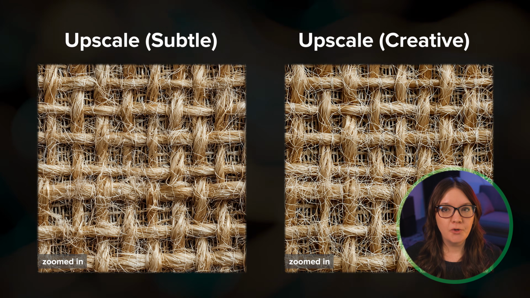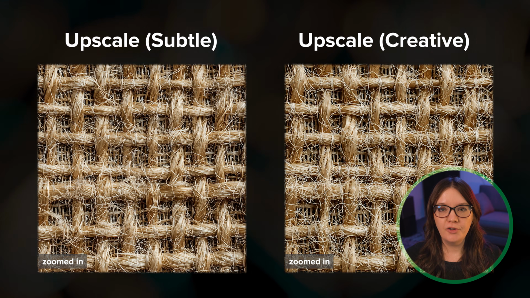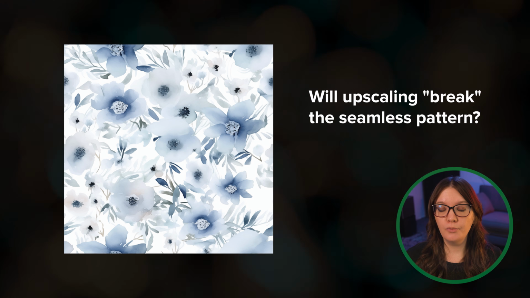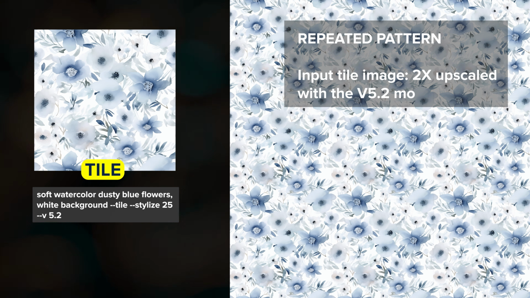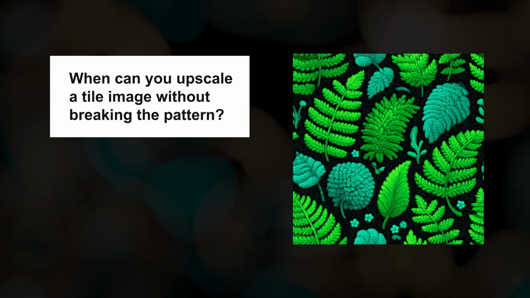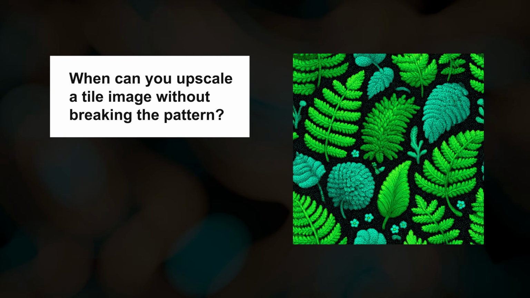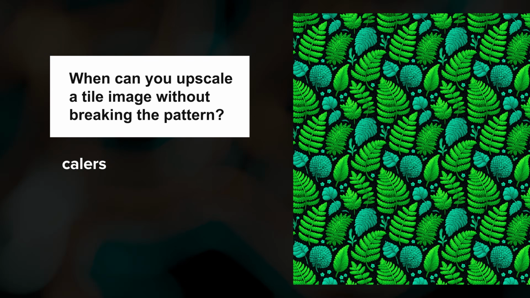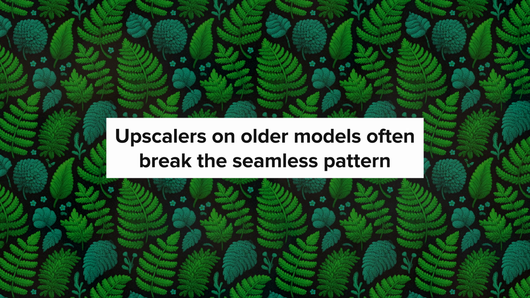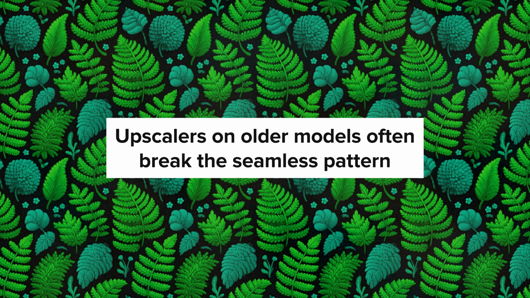Something really important to consider when upscaling tile images, regardless of whether you're using Midjourney's upscalers or not, is knowing whether the process of upscaling will break the seamless pattern. Any potential changes or artifacts introduced along the edges of the image during upscaling can break that pattern. Midjourney's upscalers do take this into account with tile images and will not break the seamless pattern, but only if you're using models that include or came after v6.1. If you're using v6.0 and older models, upscaling will likely break the seamless pattern, so you'll just want to use the original tile image as is.